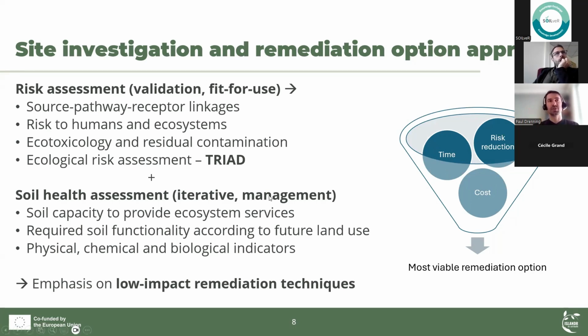But if we tie in the soil health assessment, which I'm not going to go into in detail because we've seen a lot of good presentations earlier today, we're thinking also about the capacity to provide ecosystem services and matching that soil functionality to a future land use, and then considering maybe additional physical, chemical, and biological indicators that are typically not part of a contaminated site investigation. And in Islander, again, I just want to mention that we have an emphasis on low impact remediation techniques to manage risk while also improving soil functionality.